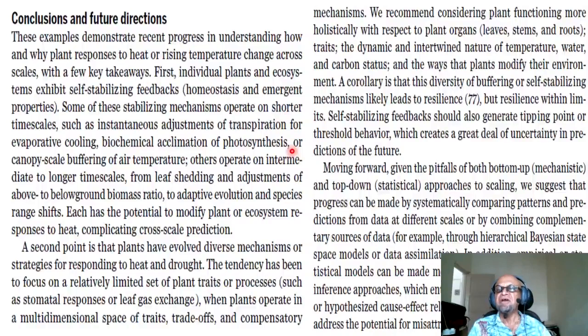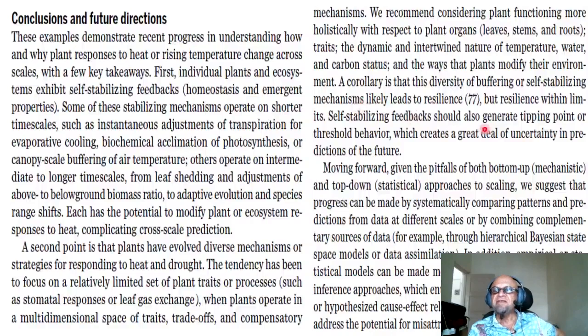We recommend considering plant functioning more holistically with respect to plant organs, so consider leaves, stems and roots, as well as traits of the plants, the dynamic and intertwined nature of temperature, water and carbon status, and the ways that plants modify their environment. Plants are affecting their environment. As I mentioned, Gaia is about them actively controlling the environment, whereas it may be more subtle than that, where evaporative cooling and transpiration changes obviously have at least microclimate impacts, depending on the scale of the vegetation response or the scale of the biosphere or ecosystem that's responding.